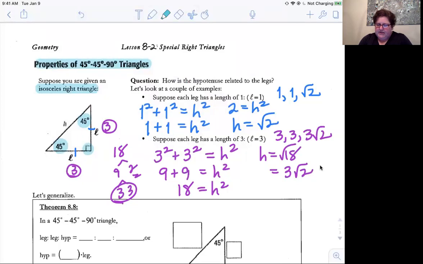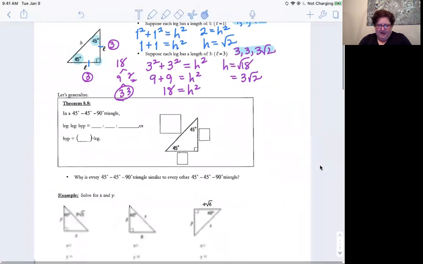If we look at this pattern, you might notice that whatever the legs are, they're going to be the same as each other, of course. The hypotenuse is square root of 2 times that. So it would be like 7, 7, 7 root 2, or 23, 23, 23 root 2, or 18.5, 18.5, 18.5 root 2. Okay, so that's the pattern.